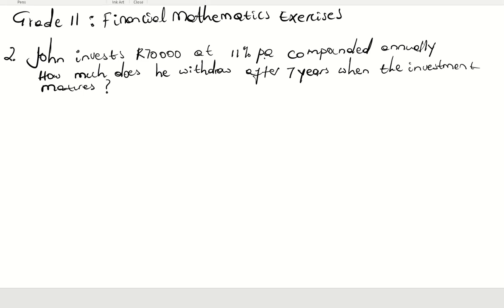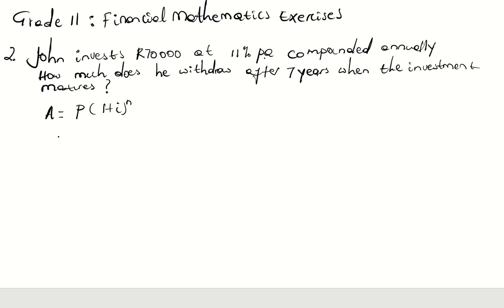So in this, our second example, we have that a certain individual by the name of John invests 70,000 Rand at 11% per annum, compounded annually. So the interest is compounded every year, once a year, at the end of the year. How much does he withdraw after 7 years when the investment matures? This is a compound interest problem, and we know the formula for compound interest is A equals P times 1 plus i to the exponent n, where n is our period, okay?